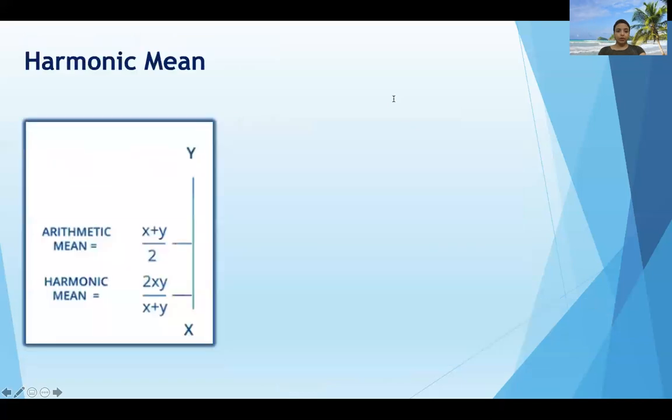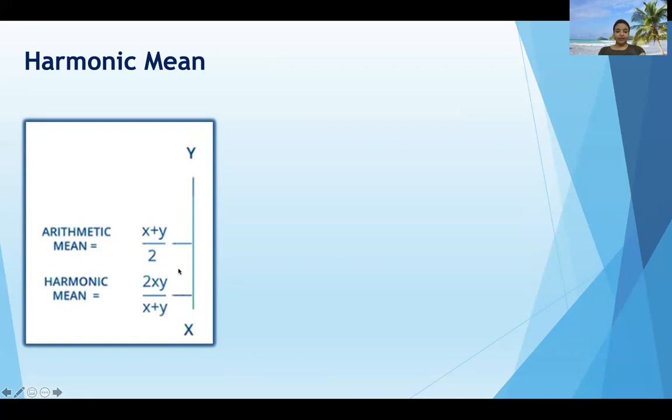There is another type of average called the harmonic mean. Let's say we have two numbers x and y, where x is lower than y. The average is defined as (x plus y) by 2, and the harmonic mean is defined as 2xy by (x plus y). It always lies between x and y, and the harmonic mean is always less than the arithmetic mean. It is always closer to the smaller number than the higher number.